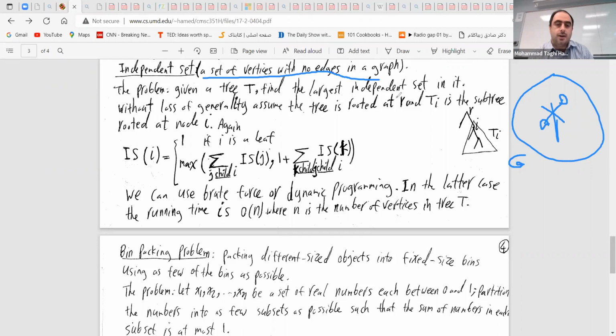So here, without loss of generality, assume that the tree is rooted at the vertex R. Whenever you have a tree, we discussed a lot about trees and how you can represent them. I mean, we don't talk about the data structure, but say you have represented a tree, and there is one vertex R, and we want to solve the independent set problem on trees.